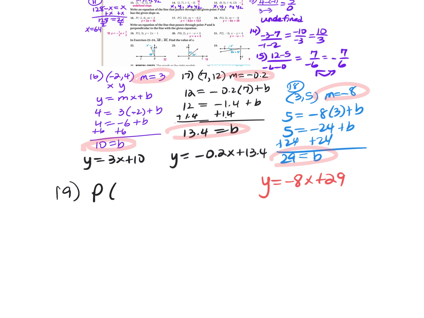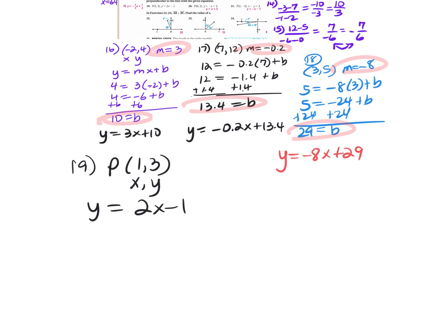So for 19, they're giving me the ordered pair (1, 3), and they're giving me the equation. So this is going to be my x and my y. I want a line perpendicular to this one. Remember, perpendicular lines have opposite reciprocal slopes. So the slope of this line is 2, and I can make it 2 over 1. But the perpendicular slope is the opposite sign, and flip the fraction upside down.